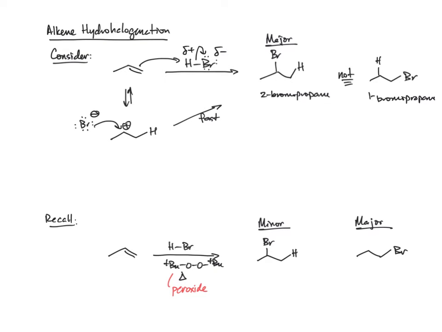What I'm showing you down here where it says recall is that under these conditions that are listed, so you have HBr, now you're running this reaction in the presence of tert-butyl peroxide and heat. Now the product distribution flips. The major product is the 1-bromopropane.